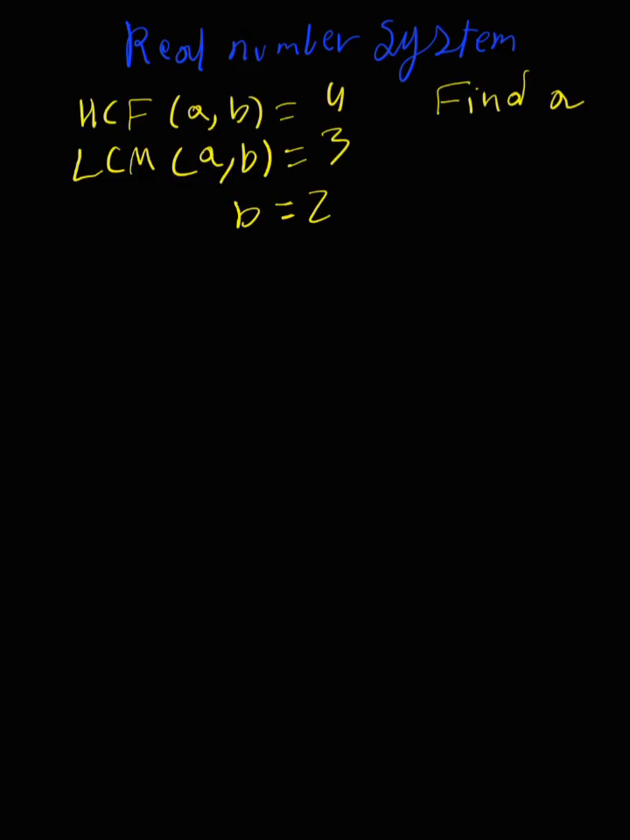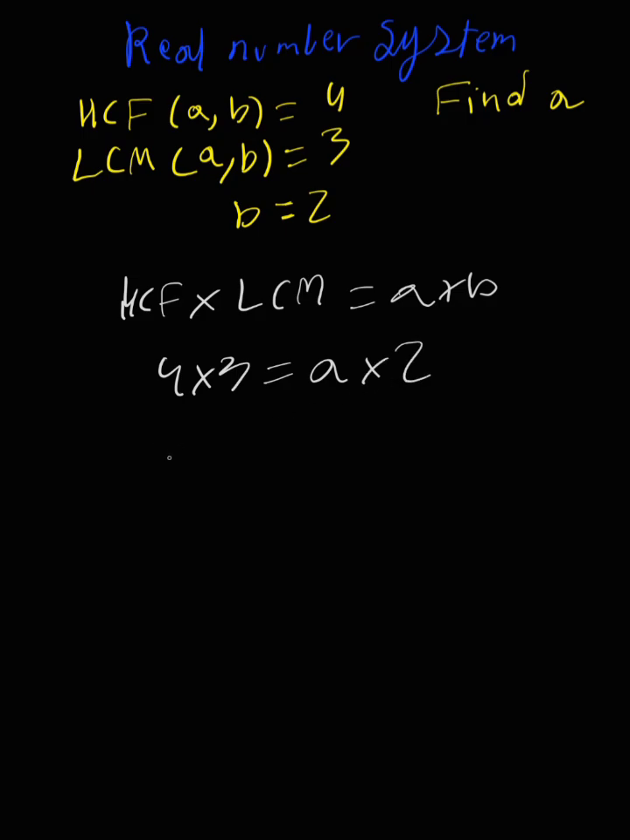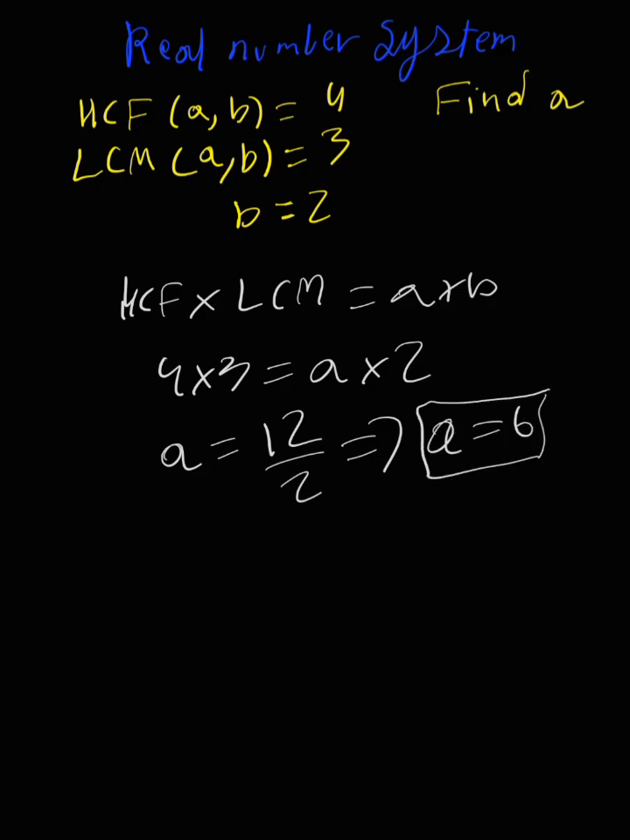Now, take a look at this question. You have been given that HCF is 4, LCM is 3, and that one of the numbers is 2. We have to find the other number A. So, by using the property HCF into LCM is equal to A into B, we will apply this property right here. So, 4 into 3 is equal to A into 2. Okay, so A is equal to 12 upon 2. A is equal to 6, which is our answer.